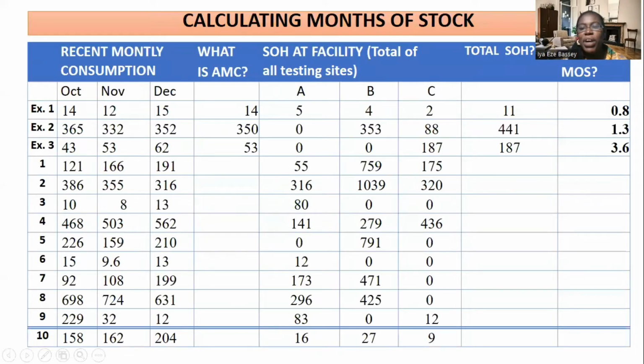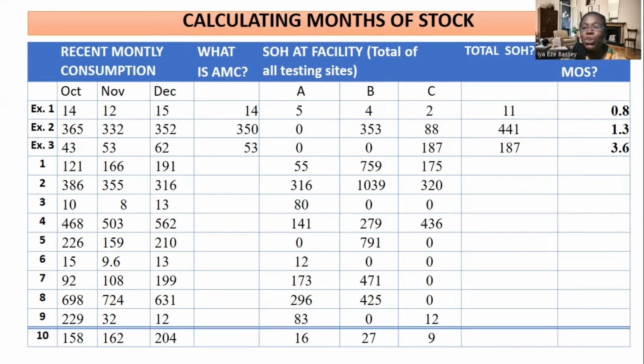Okay, so the first thing we are going to do is to learn how to calculate our months of stock. We're going to practice it, and let us just pretend that you are the director or a district officer in charge of some testing sites, some facilities where they do some tests. First of all, we need to have our data that shows recent monthly consumption over 3 months. I've recorded here October, November, December. Then we have to know our average monthly consumption. What amount do you use over a period of time? That is, in this case, what are you using per month?